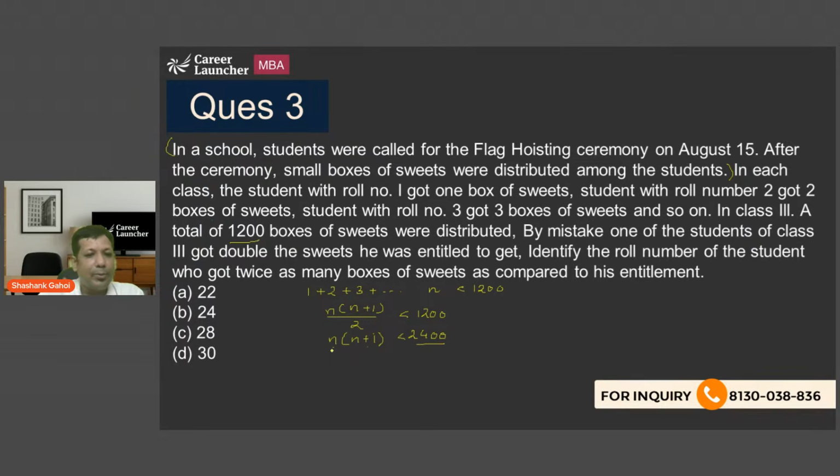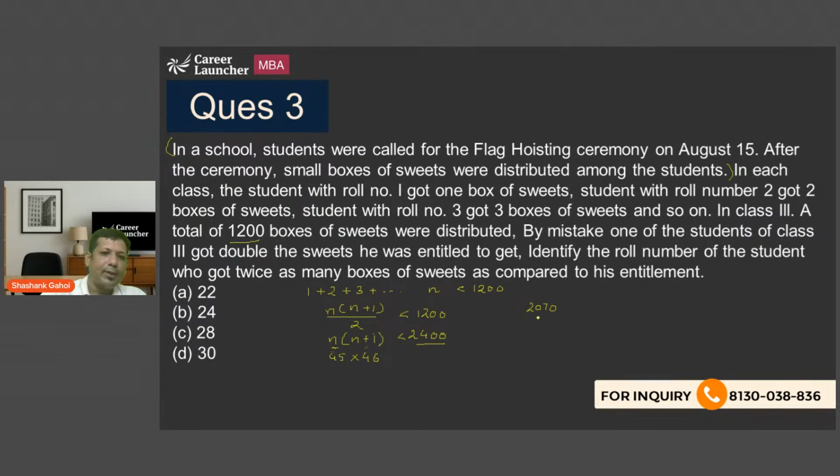Okay, now let's do one thing. If we put 50 here, 50 into 51, even 50 into 50 itself is greater than 2400. So n should be less than 50, right? Now what I can do is plug in a smaller value, let's say 45. So 45 into 46 is going to be what? 2025 plus 45 is going to be 2070. That is much lower than 2400.